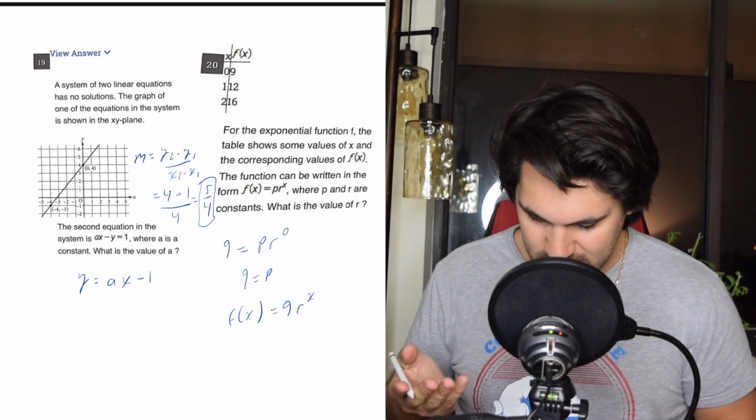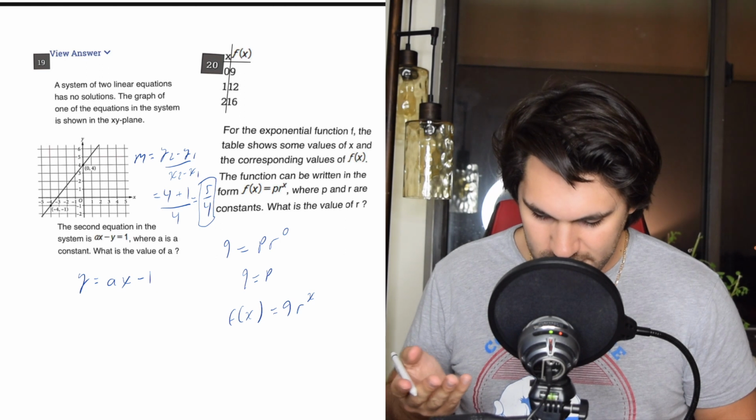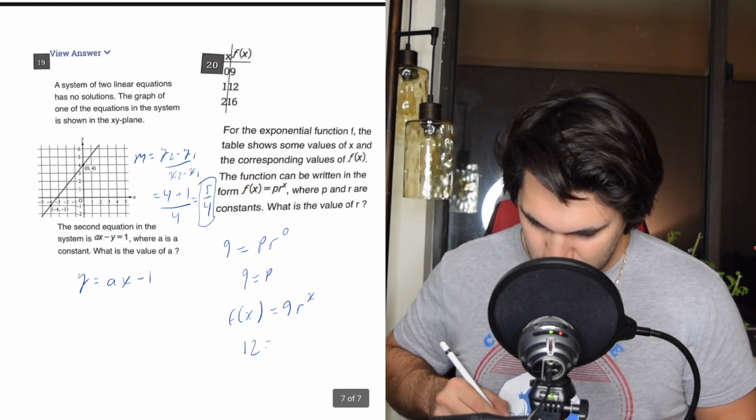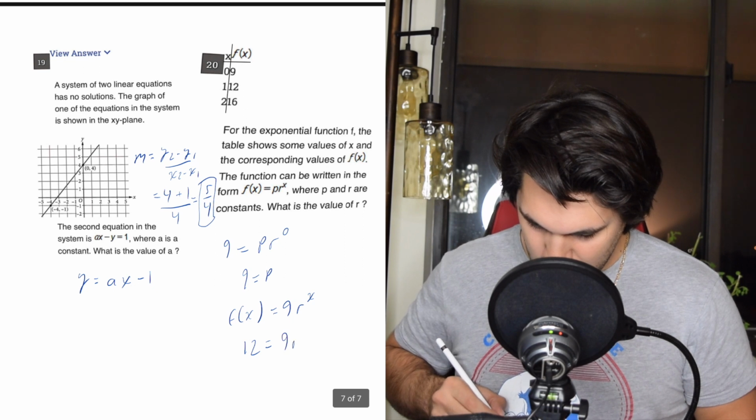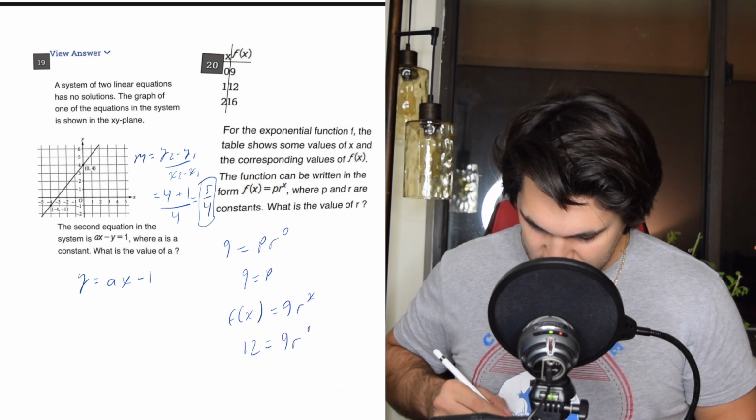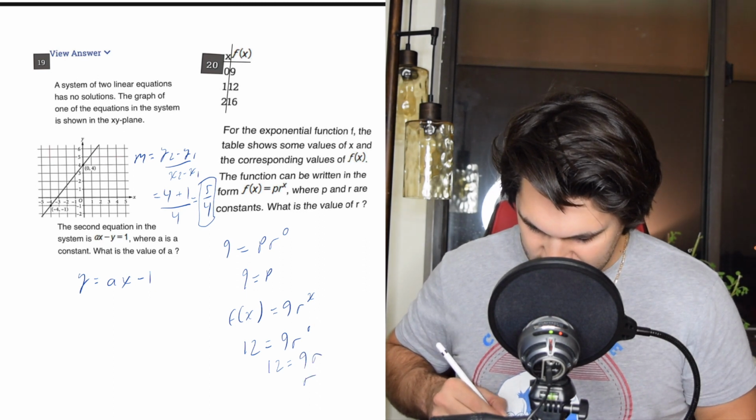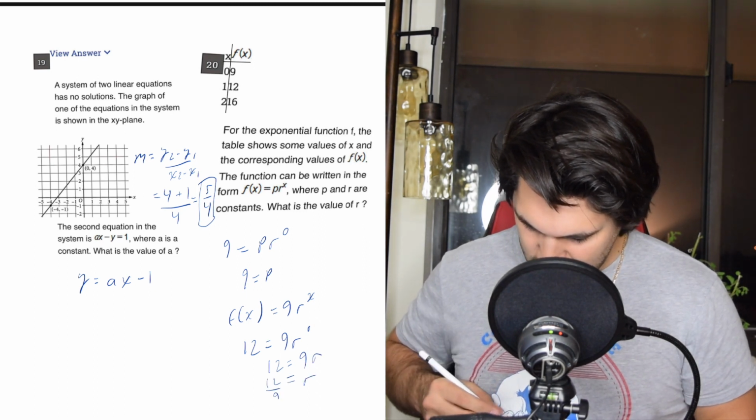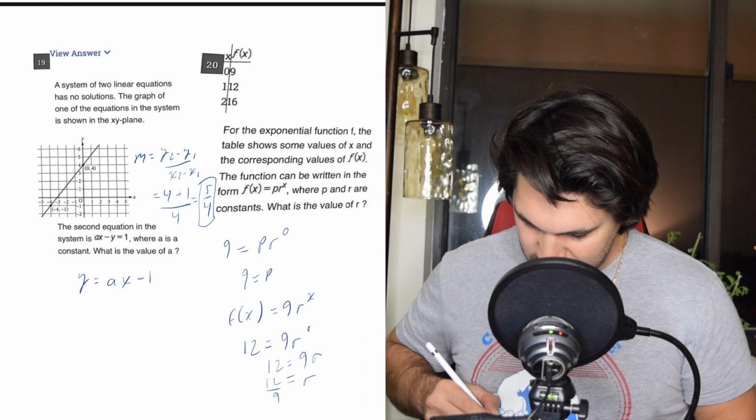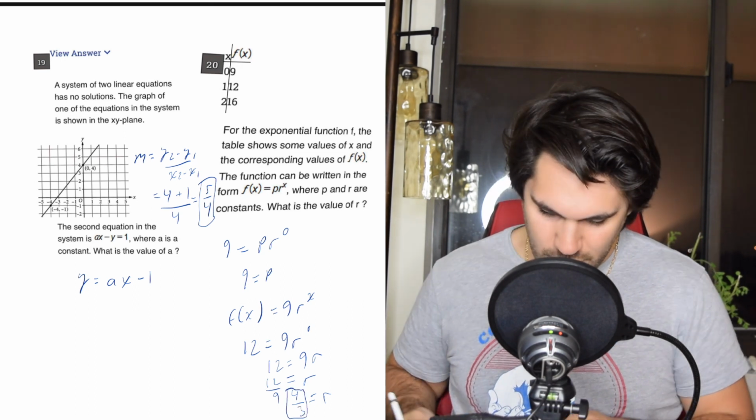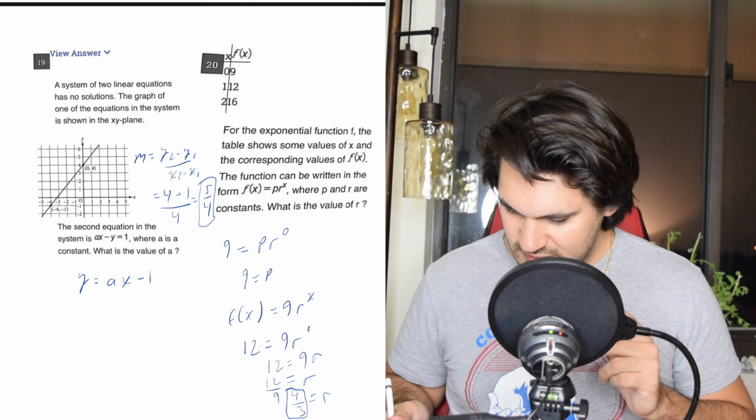Let's plug in 1 comma 12. So 12 is going to be equal to 9 times r raised to the first power. So 12 equals 9r, so r is 12 over 9, and if we wanted, we could reduce this down to r equals 4 over 3. So 4/3 is the answer.